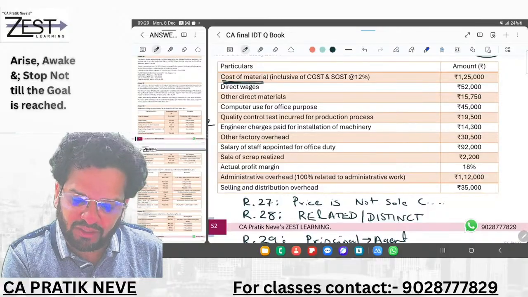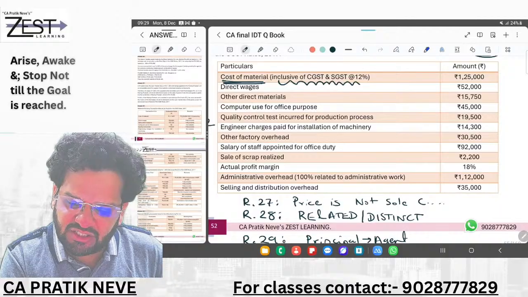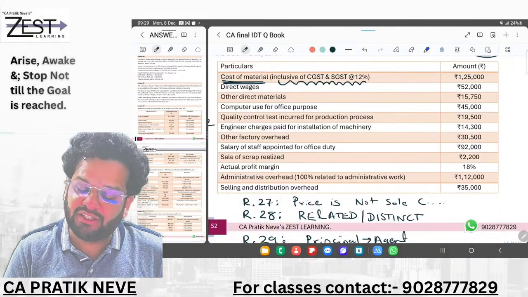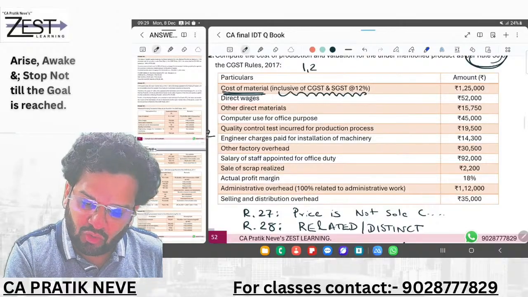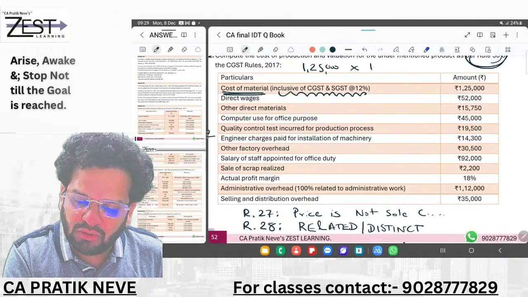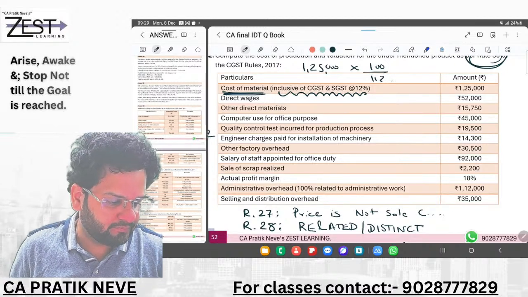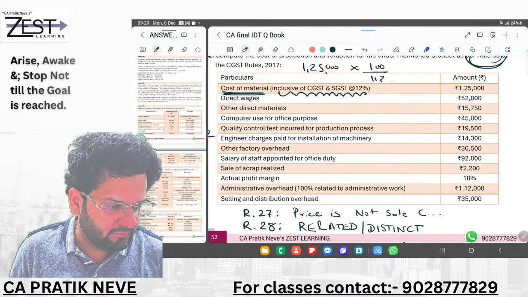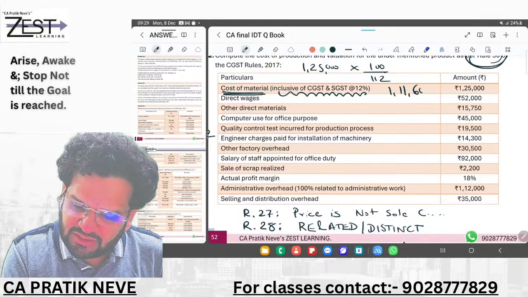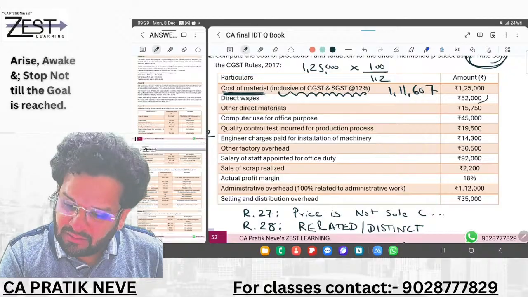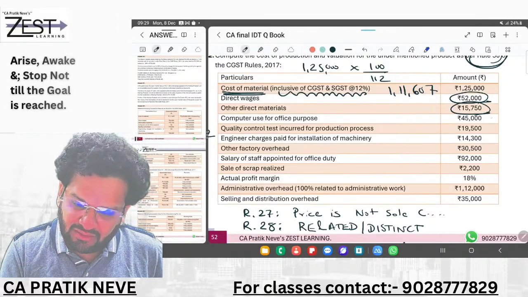So cost of material, but it's given inclusive of CGST and SGST at 12%. You please find cost excluding that. So 125 into 100 divided by 112. You must be getting 1,11,607. Consider direct wages. Consider other direct materials.